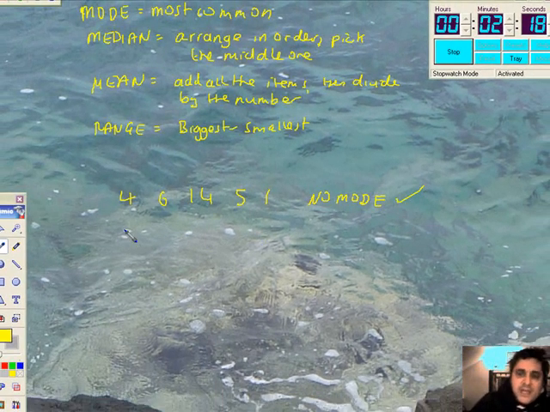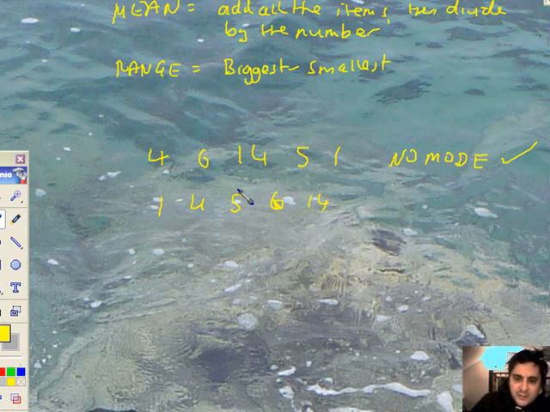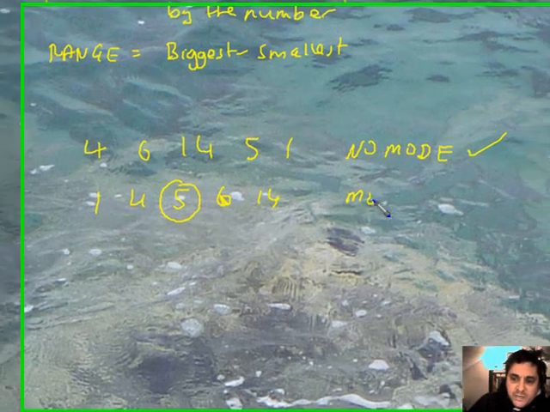Alright. Secondly, median. Let's arrange it in order first: 1, 4, 5, 6, and 14. Right, can you see? 5 is right in the middle. Therefore, the median equals 5.